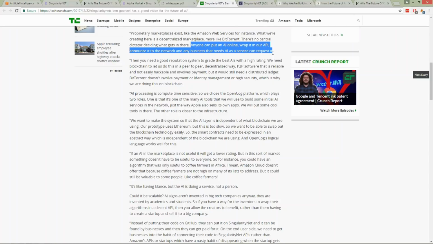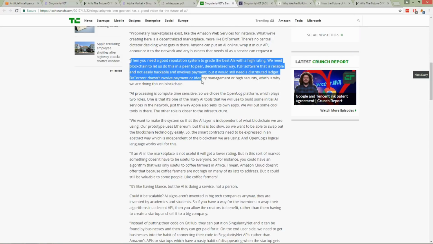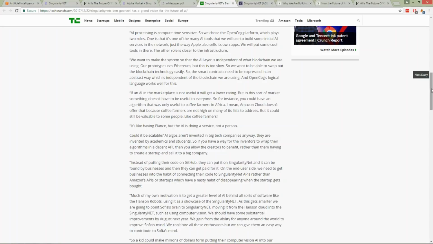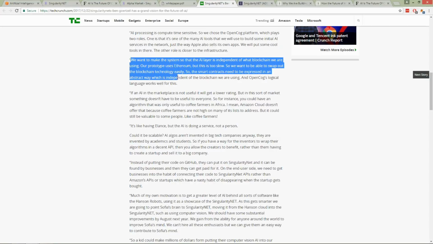Now, with this, you'd have to have some sort of reputation system to gauge which pieces of AI are really good and which are really not that great. And they're trying to build that as well. They're talking about that.